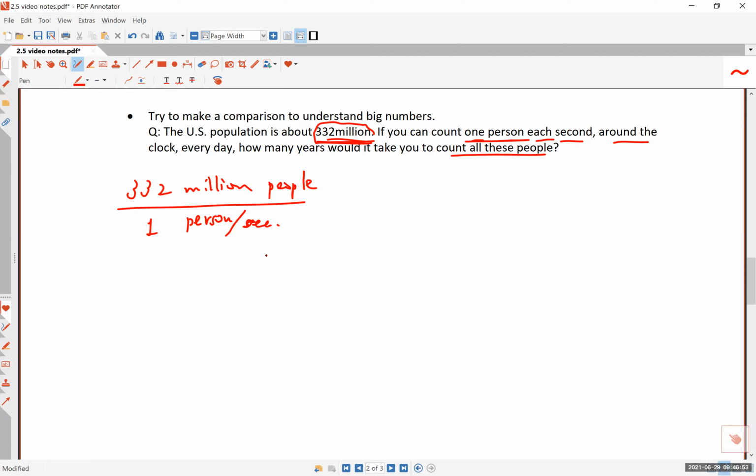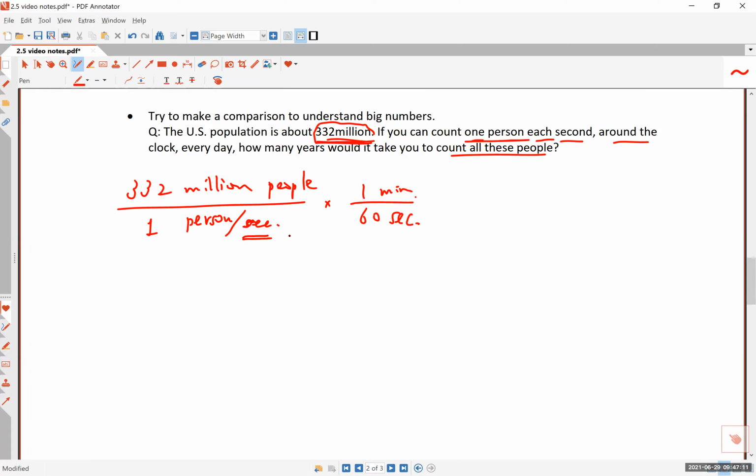So if you want to ignore the units, that's okay. It's one person per second. Well, you know that we have 60 seconds to a minute. By the way, how do you know which one goes on top and which one goes on the bottom? Okay, so this is a little tricky, as I said before.